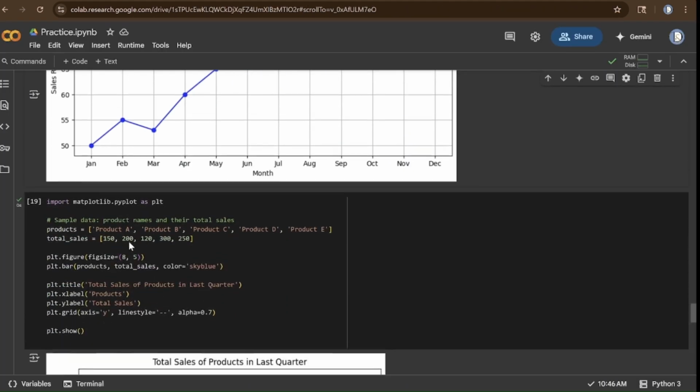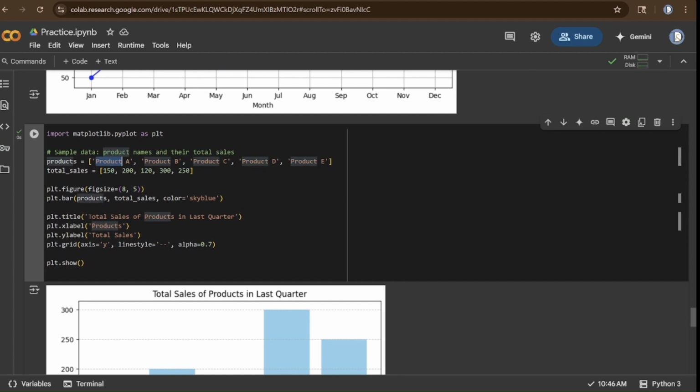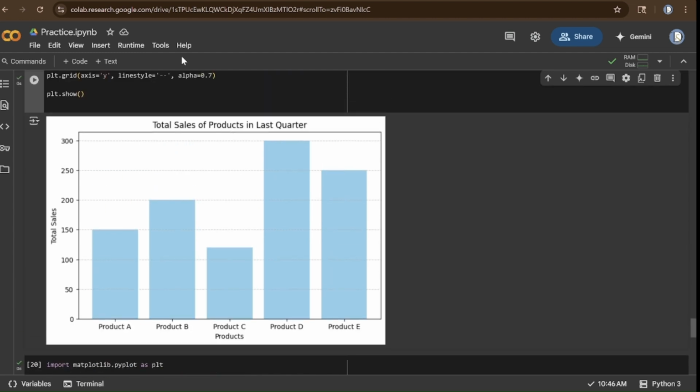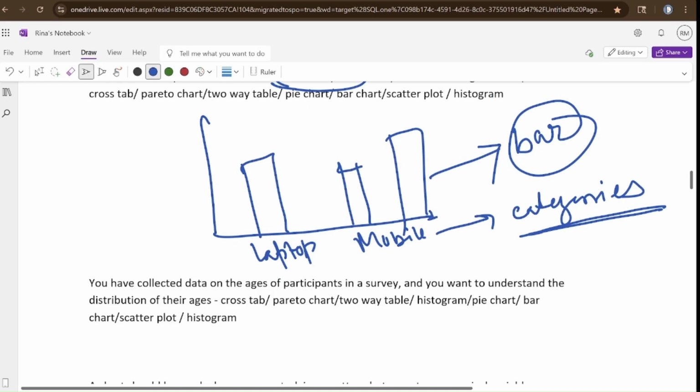Let me show you. See here, product A, product B, product C, and these are the total sales. So if you write bar product, you can understand for product A, this is the amount of sales, 150. For product B, the amount of sales is 200. For product C, it is 125. Clear? So bar chart represents this best.